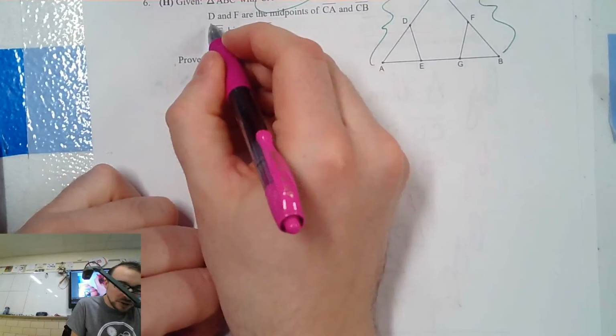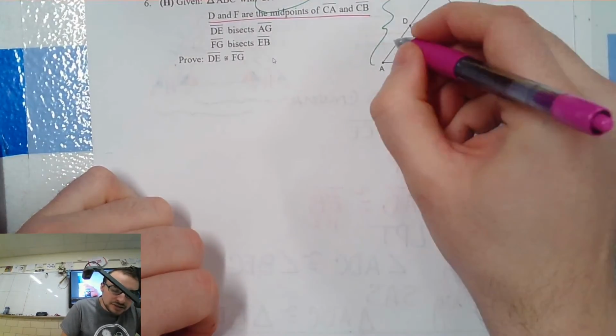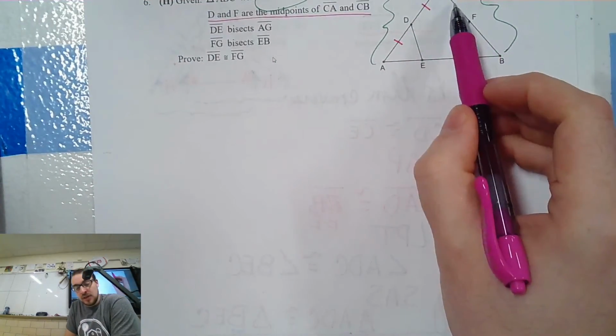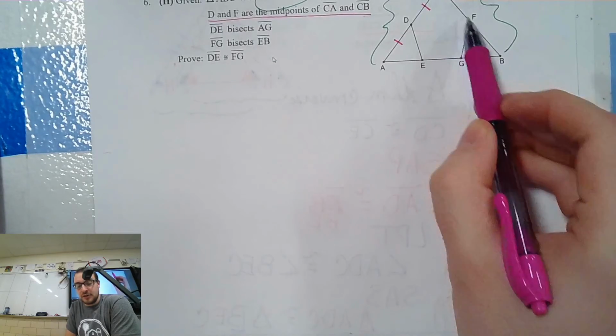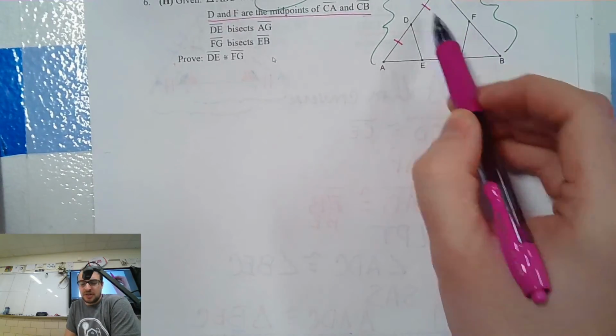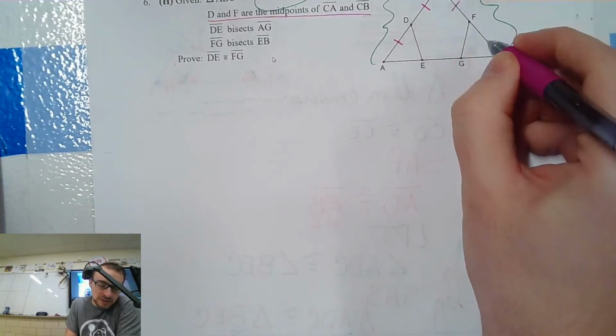D and F are midpoints of CA and CB. So we have midpoints here, right? And now, normally, if that's a midpoint of this segment, we'd have to use different tick marks. But since both sides are the same, don't we know that these will be the same as well? Okay, so we can use the same tick marks here and here.